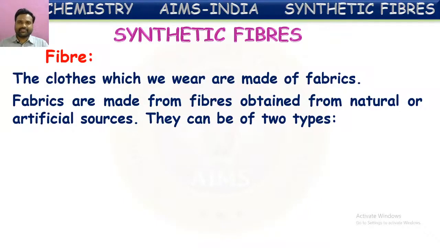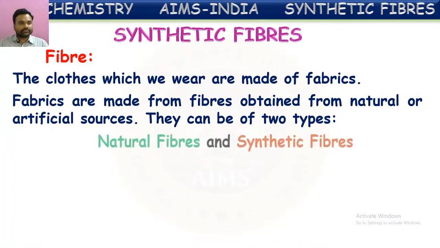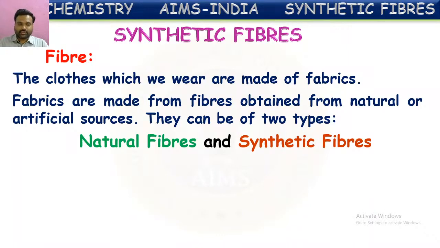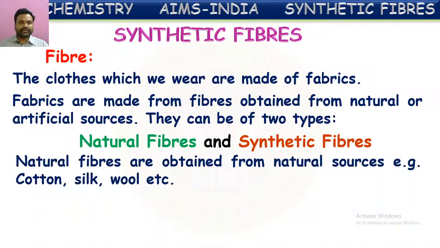So these fibers are of two types based upon the sources from which they are derived. If they are derived from natural sources, then those fibers are called natural fibers. If derived from artificial resources, then they are called synthetic fibers or artificial fibers. Natural fibers are obtained from natural sources like cotton, silk, wool, jute, coir. These all come under natural resources. The fiber made from these natural sources is called natural fiber.